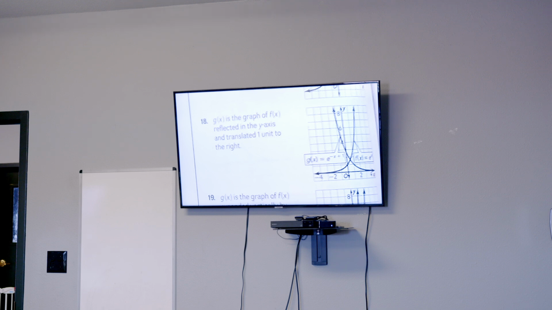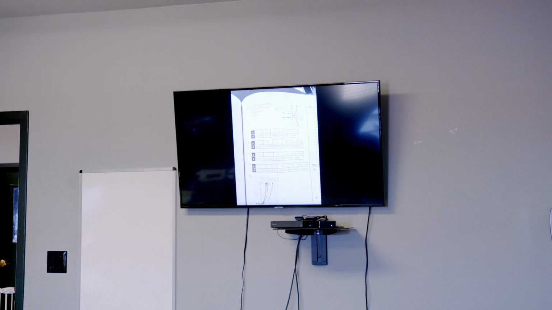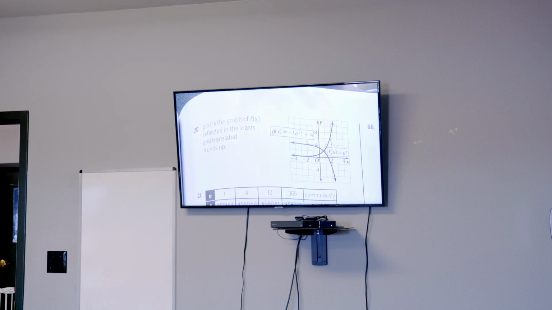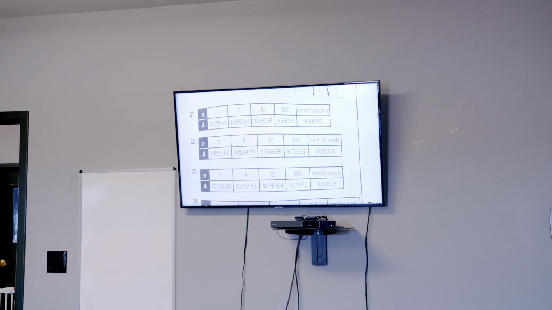The last 2 weren't hard, they were just really tedious. 20 is that guy. And 22 looks like that. And does it have other parts to it? What does it say? No, that's it. Yeah, there you go. Easy money. 22 is like that.